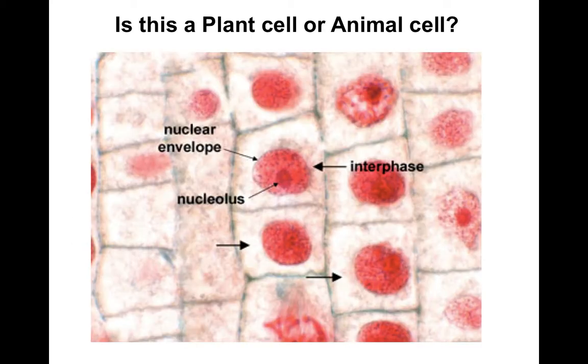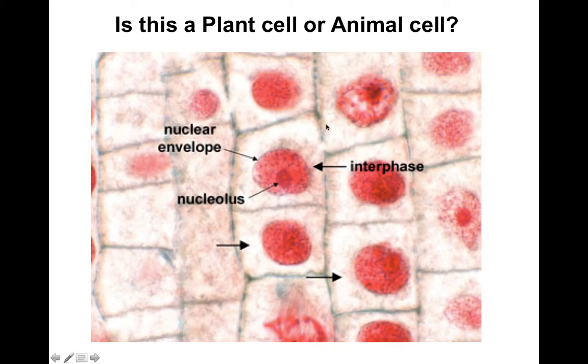All right, so if we were to look at a cell in interphase, but before we do that, let's take a look at this one right here. If I were to give you a picture, would you say that this is a plant or an animal cell? Pay attention. Hopefully everybody out there is thinking plant cell, correct? The reason why it's the plant cell is because it's square. Remember, plants have that cell wall.